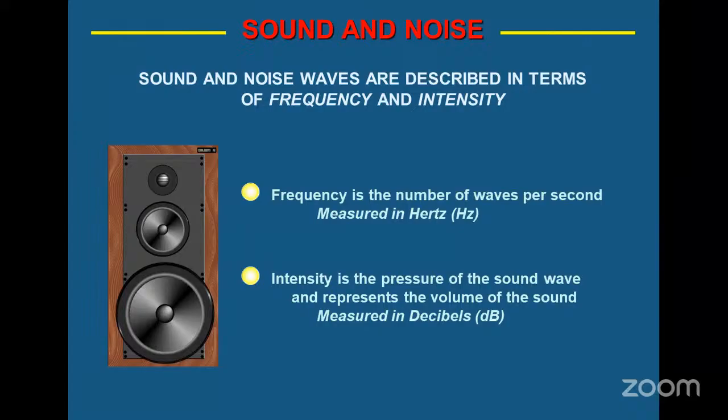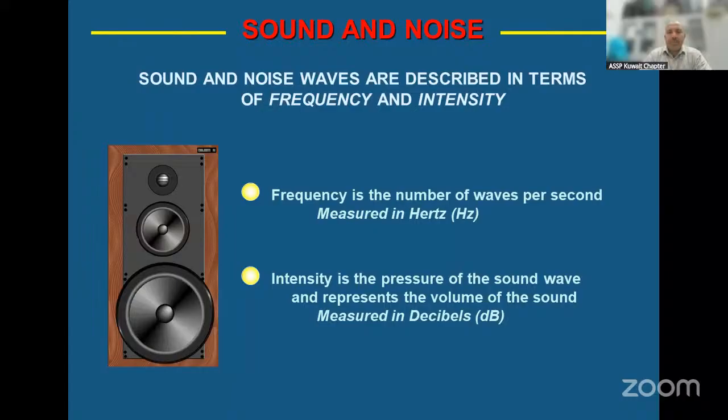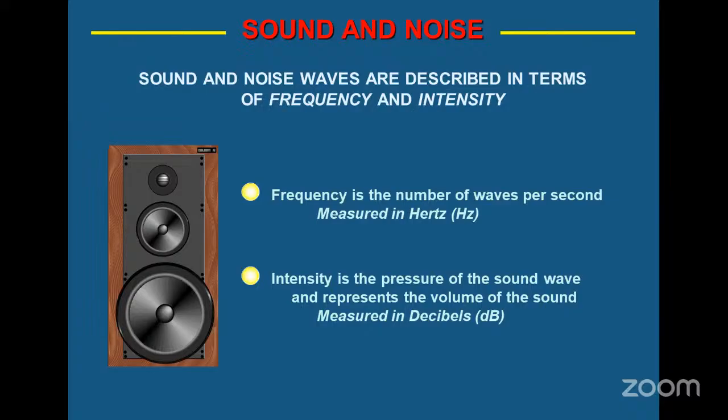Sound can be measured by two things. First, the frequency, which means the number of waves per second, with the unit hertz. This is about the pushing of the air particles: how many times the particle goes and comes back per second. This is the frequency. It can be very high frequency or very low frequency. The second thing is the intensity of the pressure, how much the volume of the push.